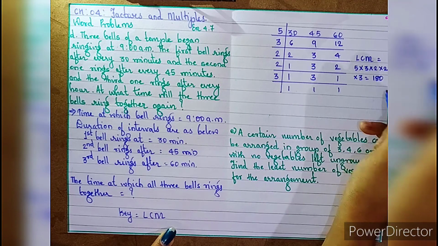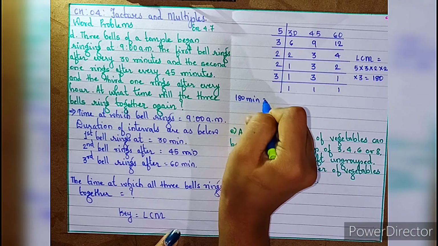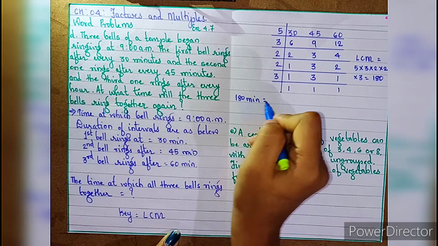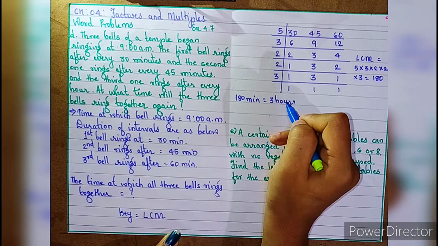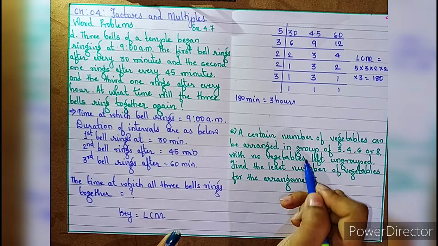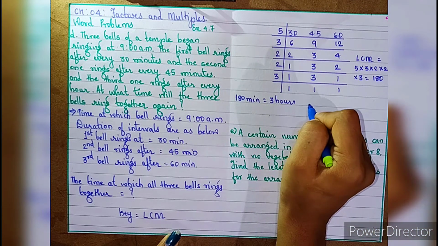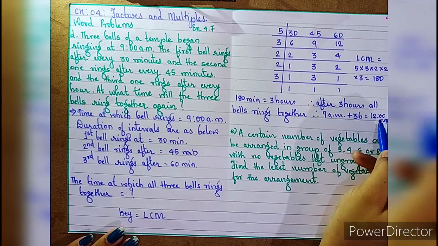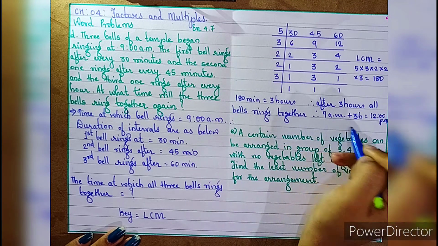Therefore, 180 minutes means, you know that 60 minutes is equal to 1 hour. Accordingly, 180 minutes equals 3 hours. Therefore, after 3 hours, in the sense, after 9 am, you have to add plus 3. So, we'll get 12. So, 12 pm, isn't it? So when we add 3 hours to 9 am, it will be 12 pm. Therefore, at 12 pm, all bells ring together.